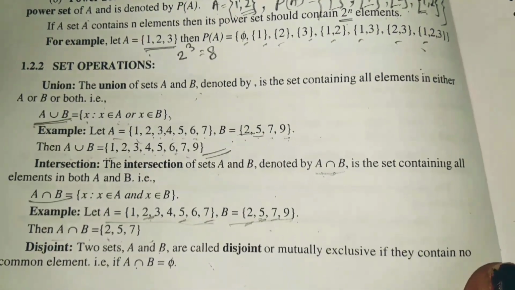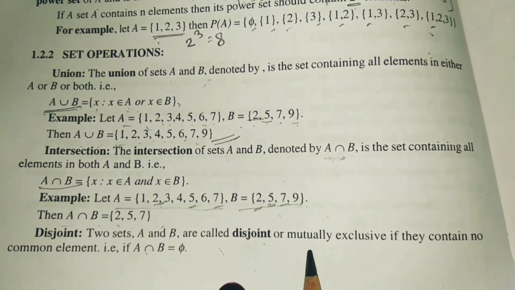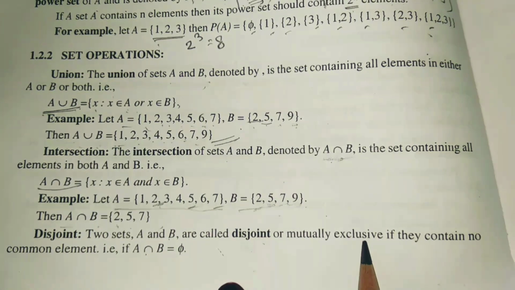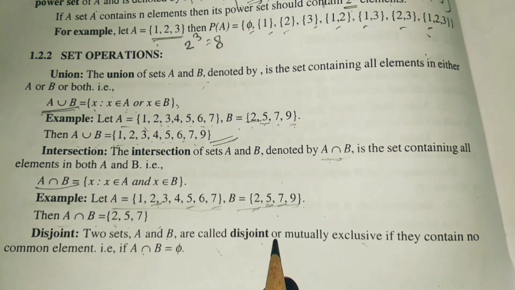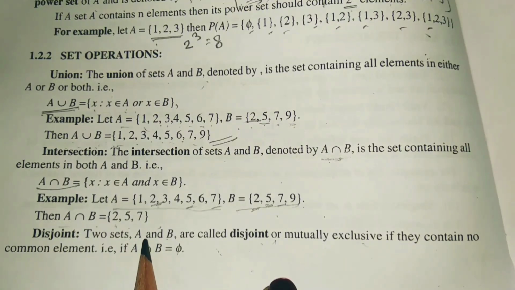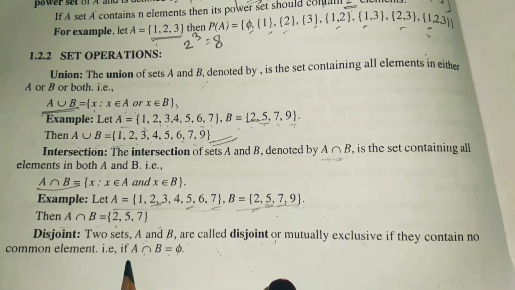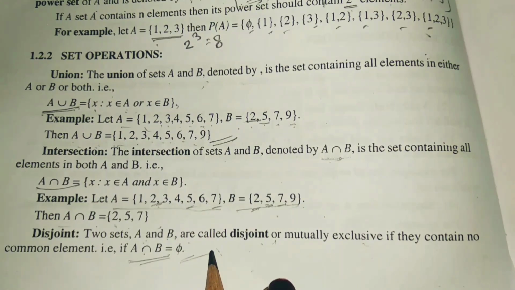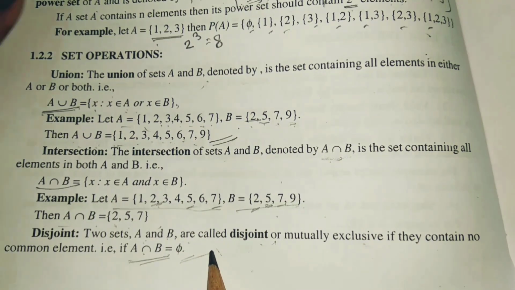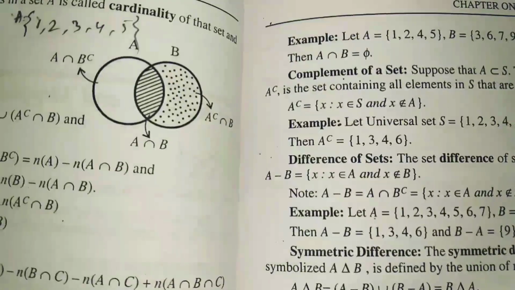Now it is the disjoint sets. 2 sets A and B are called disjoint or mutually exclusive if they contain no common element. That means A has some elements, B has some elements, but they don't have any common element. So we can write A intersection B is equal to phi, that is the null set. Then A and B are said to be disjoint sets.